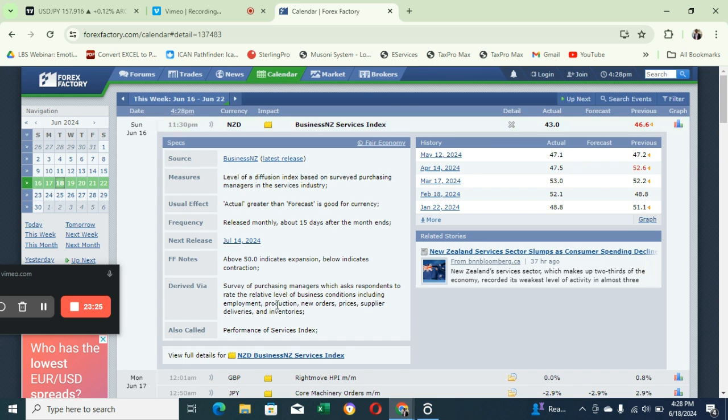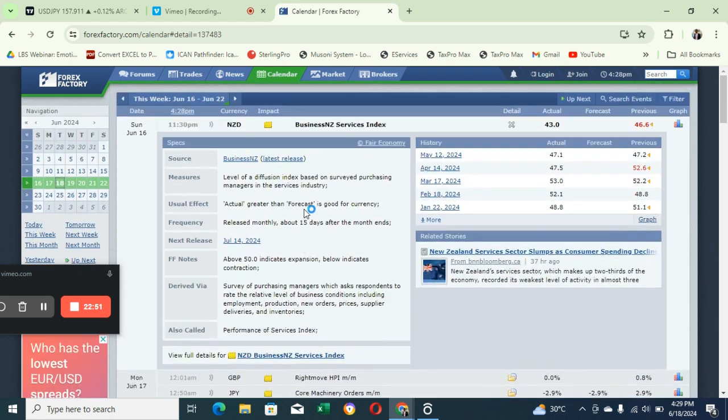So I'm clicking it now. After clicking on it, this is what has happened on this particular news. This was released from Business NZ. It is the level of diffusion index based on the surveyed purchasing managers in the service industry. If the actual is greater than the forecast, that is good for the currency. Otherwise, it means it's against the currency pair.